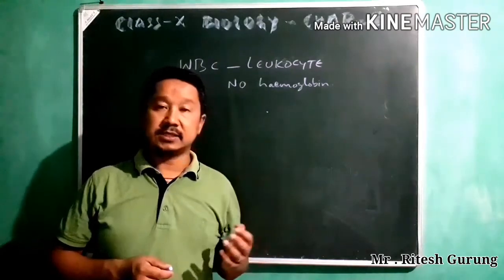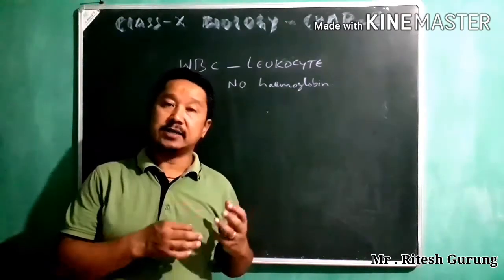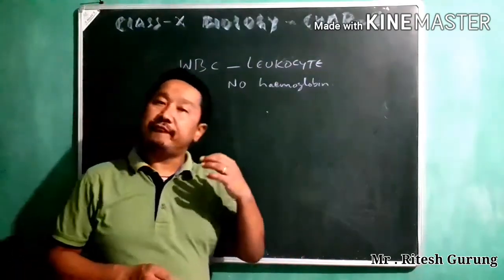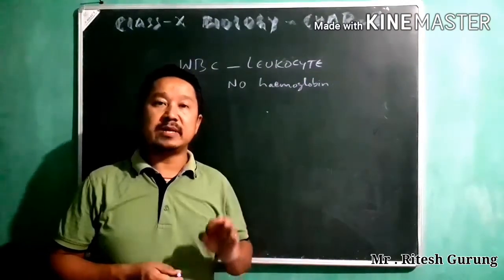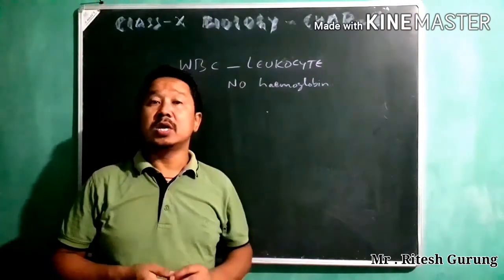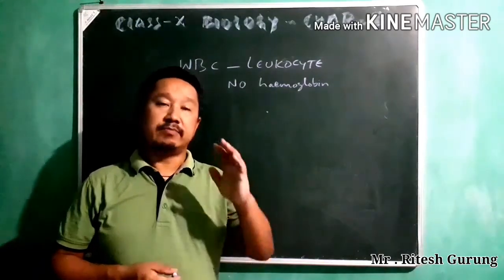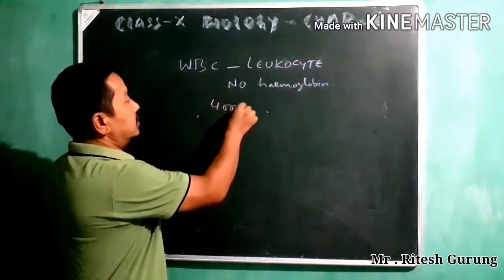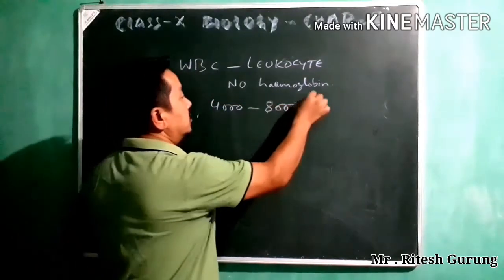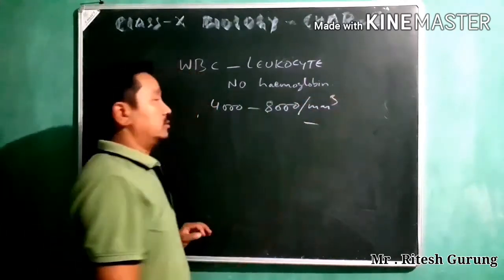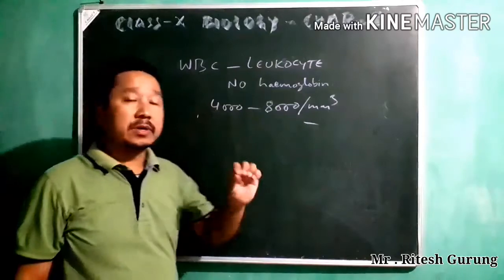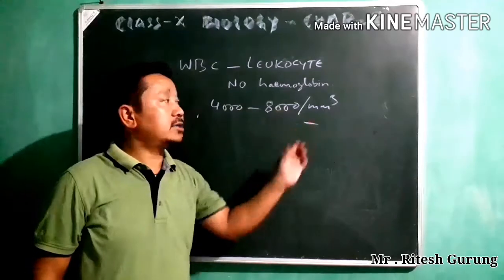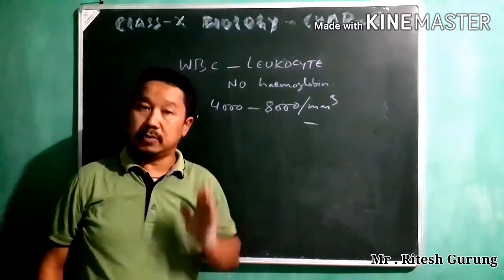In the last session we had a discussion on it, that RBC is found to be about 5 million per cubic millimeter of blood. That was the number of RBC. But the number of WBC ranges between 4,000 to 8,000 per cubic millimeter of blood.